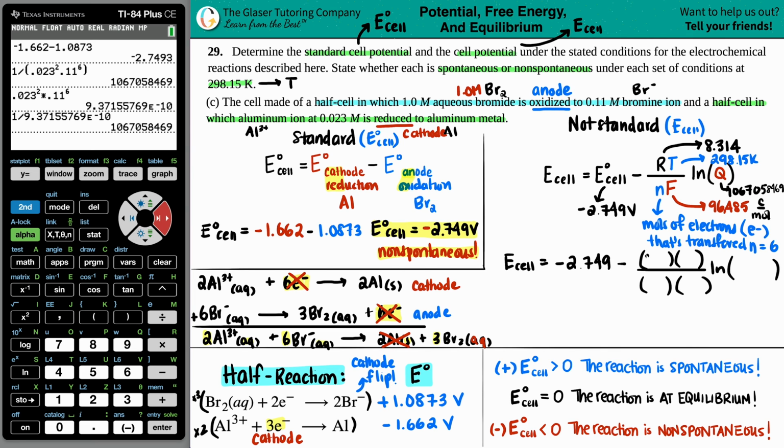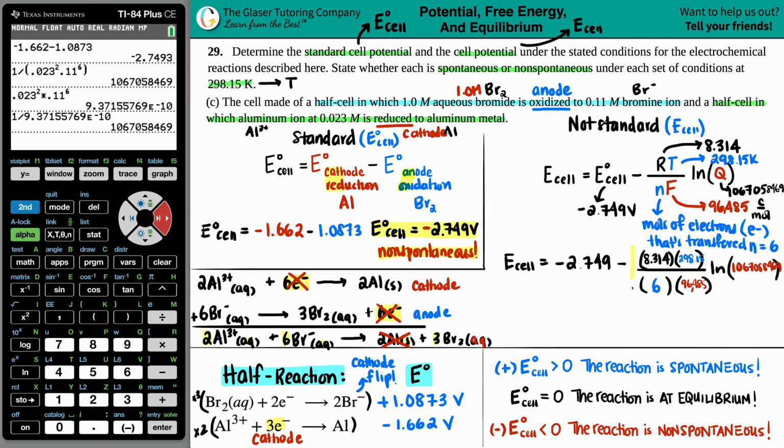The R value is the 8.314. The temperature was the 298.15. 6 electrons that were transferred, and 96,485. And then finally, the ln of this huge value, which was the 11067058469. Okay.